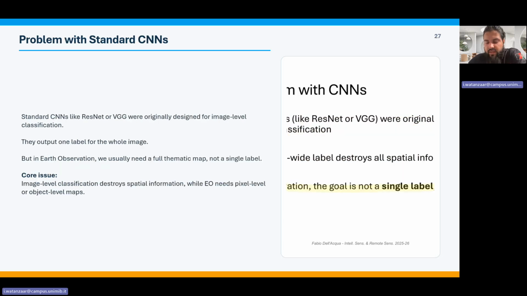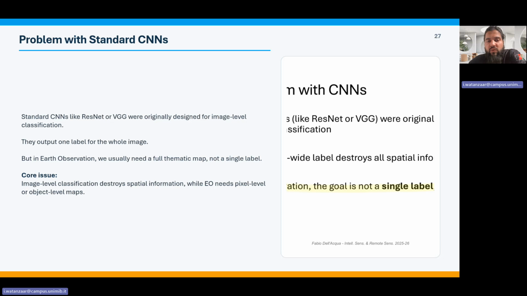Problem with the standard CNNs. So we discussed the CNNs and what is wrong with them. In simple terms, they are giving you an output as a single label for the image. Standard CNNs, like the pre-trained models ResNet or VGG, were originally designed for image-level classification. The output is one label for the whole image.